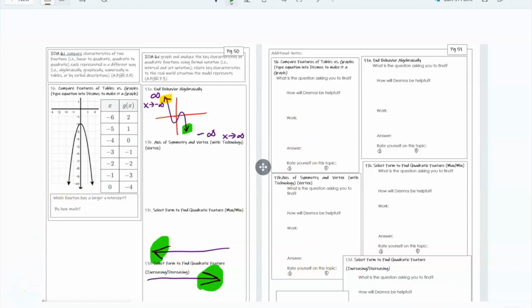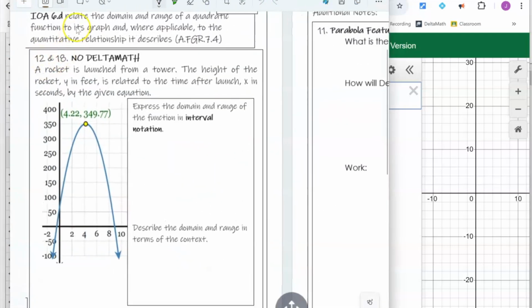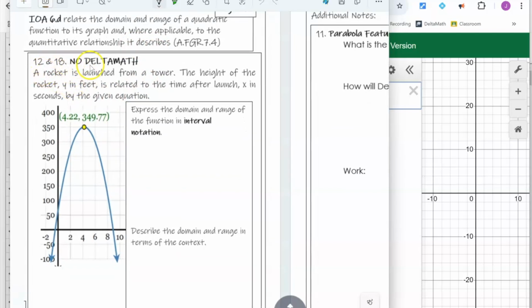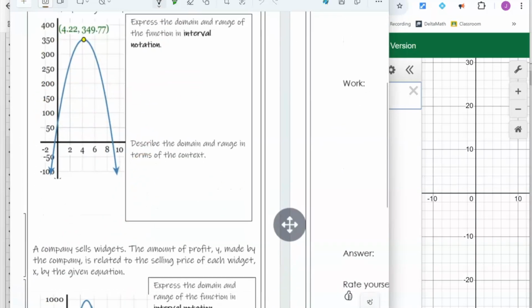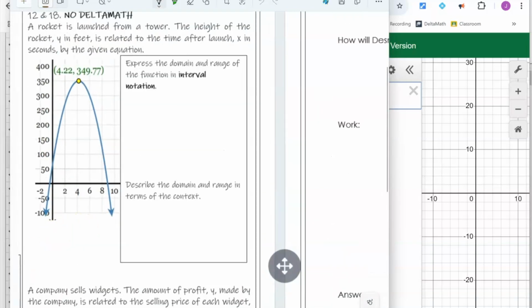Let's practice. We're going to take a look at IOA 6D: relate domain and range in a quadratic function to its graph, where applicable, to the quantitative relationship it describes. You can see very clearly it's going to be 2 questions, 12 and 18. There's no Delta Math to practice. So I'm going to do this one, and then you're going to do this one and show it to me, okay? But you can work together in groups.